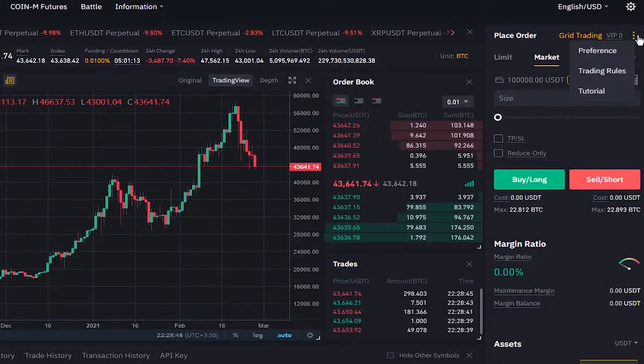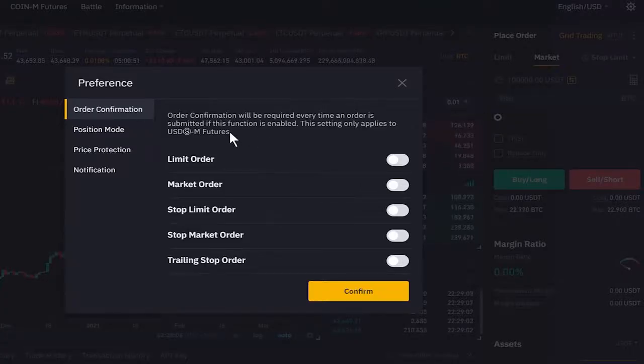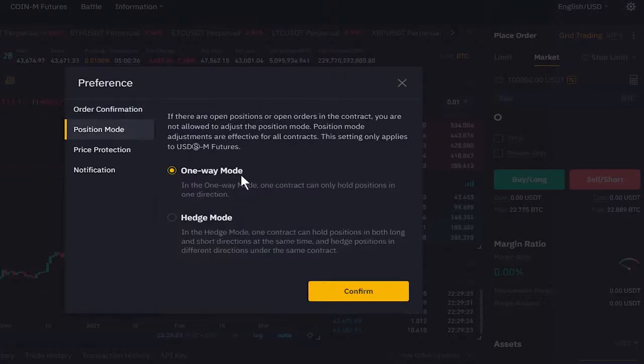Let's go to preferences. Here in order confirmation, you can turn on order confirmations for any of the different kinds of orders. So anytime an order is submitted, order confirmation will be required. And here in position mode, you can select one-way mode or hedge mode. This is an important setting if you intend to hedge your position.